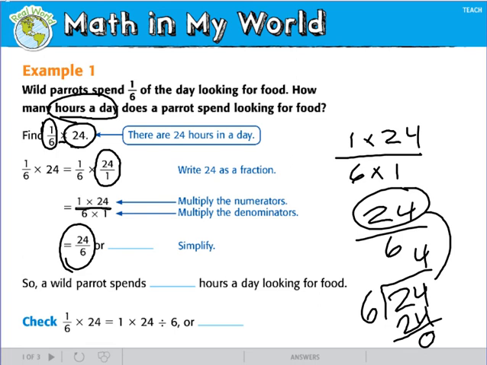So that's 4. So a wild parrot spends 4 hours a day looking for food. And then we have 1/6 times 24 equals 1 times 24 divided by 6, which is 4. All right. So far, so good?